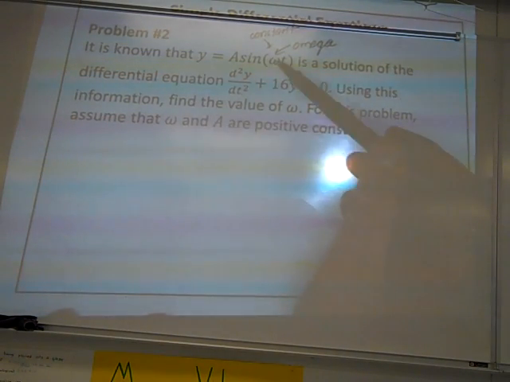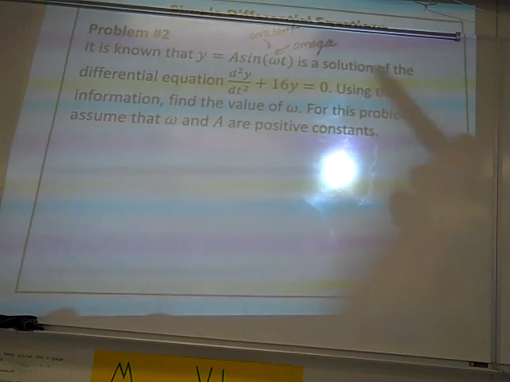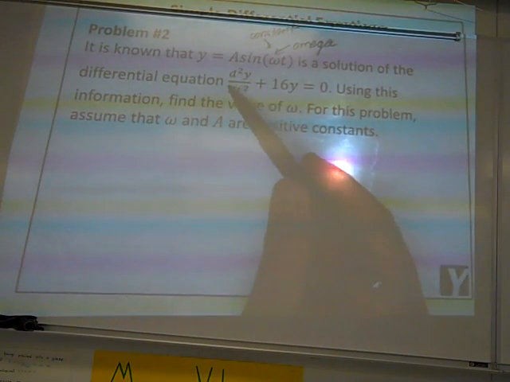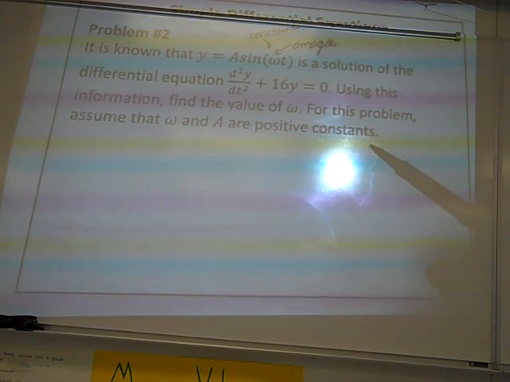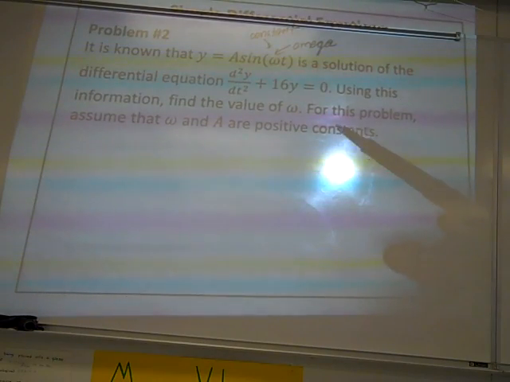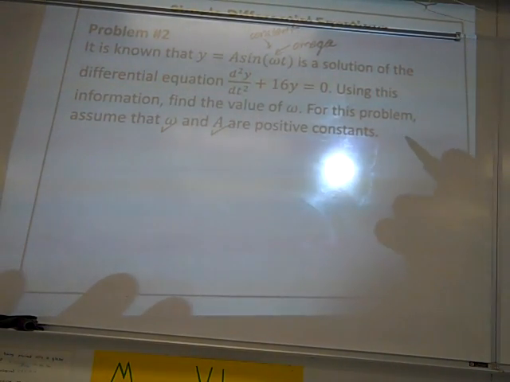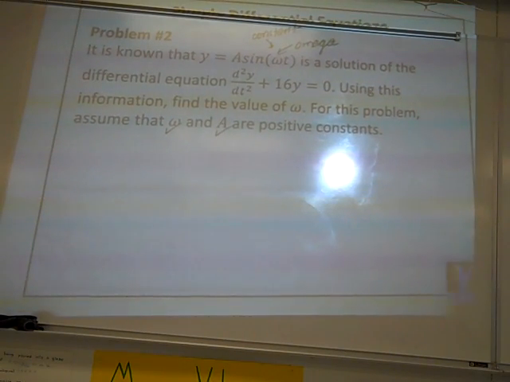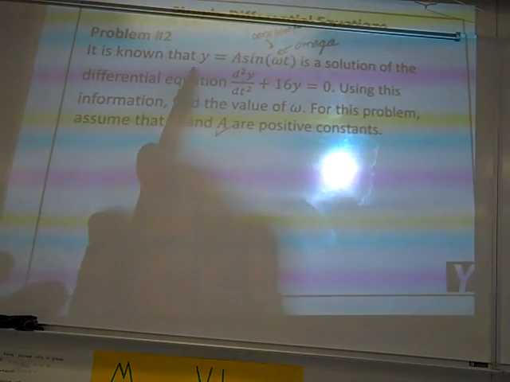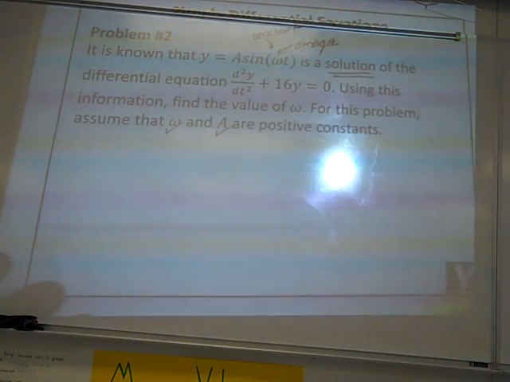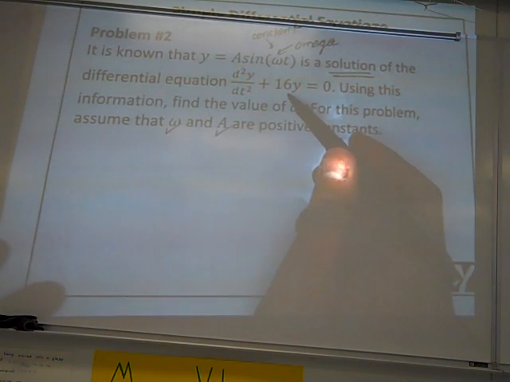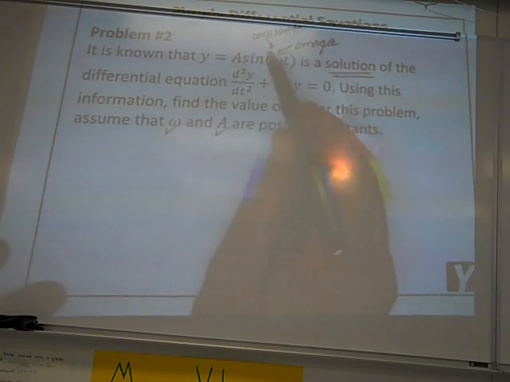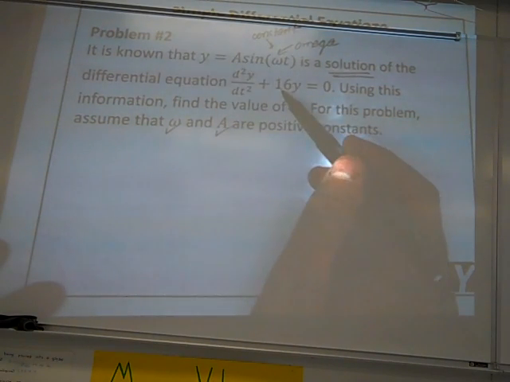But we are told that this y equals a sine omega t is a solution of the differential equation d squared y dt squared plus 16y equals 0. Using this information, we want to find the value of omega. For this problem, we're going to assume that omega and a are both constants. So here's how we normally approach a problem like this. If we know that this is a solution, we're specifically given that the function is a solution to the differential equation, then what that means is I can plug this function into the differential equation and I will get a true statement.